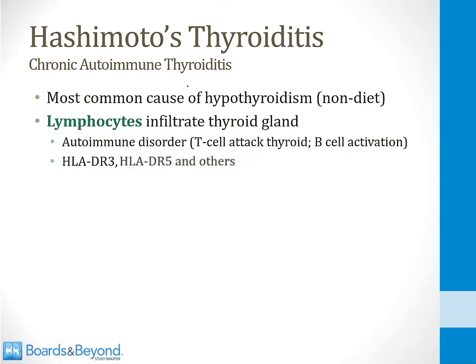We'll start by talking about Hashimoto's thyroiditis, also known as chronic autoimmune thyroiditis. This is the most common cause of hypothyroidism in places like the United States, where people get enough iodine in their diet. In Hashimoto's thyroiditis, lymphocytes infiltrate the thyroid gland, and I've bolded the word lymphocytes because it's important to know the cell types involved in these diseases for step 1.